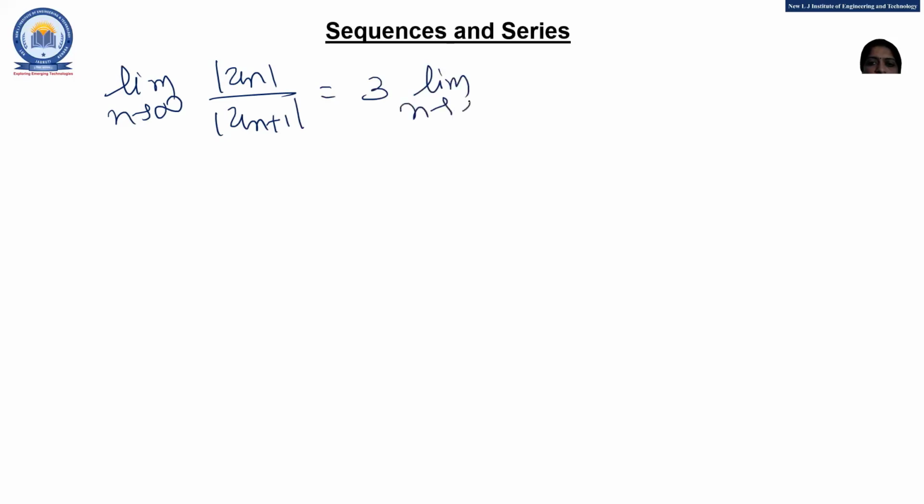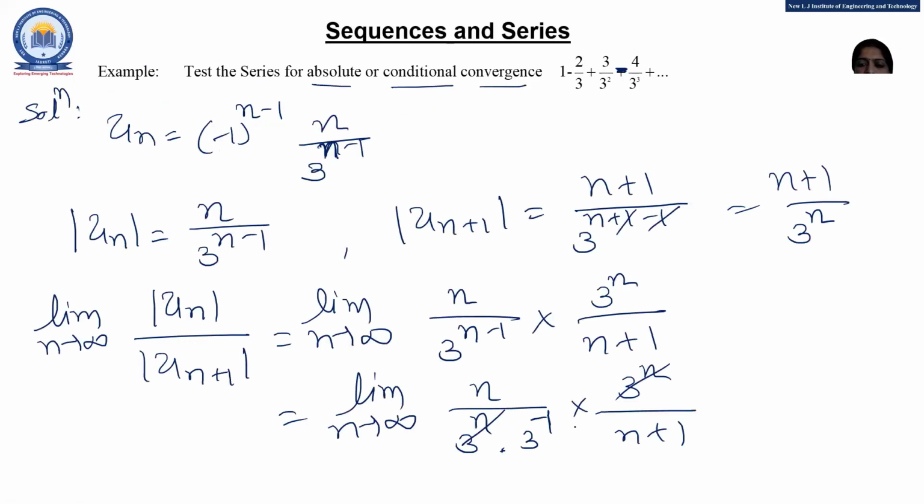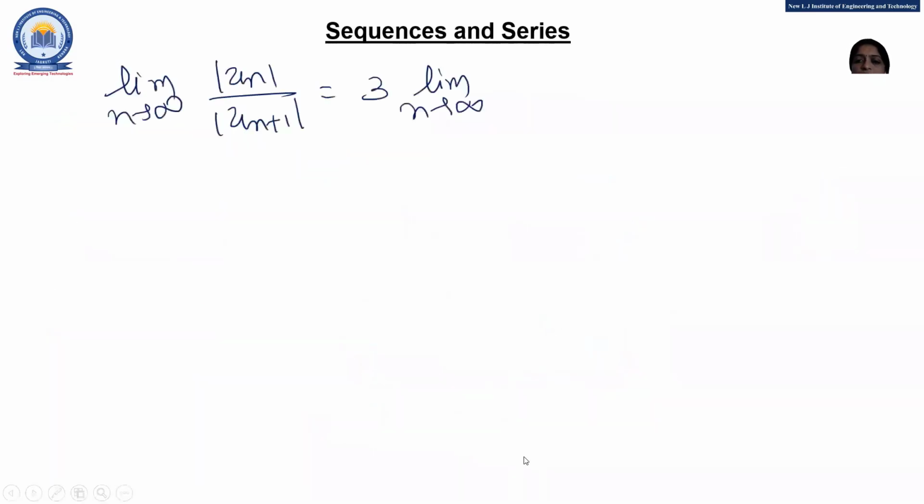So here, limit n tends to infinity, mod un upon mod un plus 1 is equal to 3, limit n tends to infinity. Now, see, this 3 raised to minus 1, I keep in the numerator. This n upon n plus 1. So, if I keep n common from the denominator, that is n, 1 plus 1 by n, right? So, this both n will be cancelled after applying the limit. Here 3 into 1.